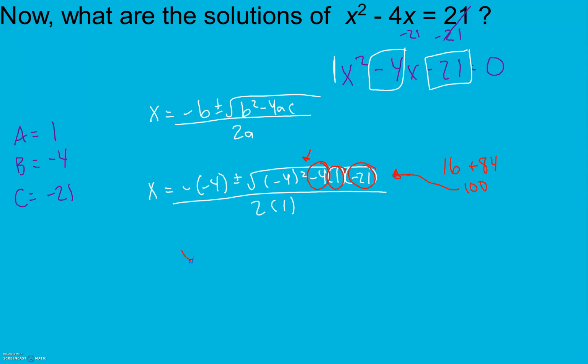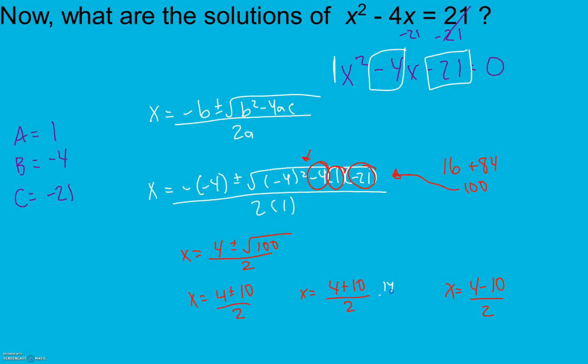So minus a negative here gives me a positive 4 plus or minus the square root of 100 divided by 2. And we can reduce this further because we know what the square root of 100 is. Square root of 100 is 10. And from here, I'm going to split up my answer. So 4 plus 10, all of that divided by 2. And 4 minus 10, all of that divided by 2.